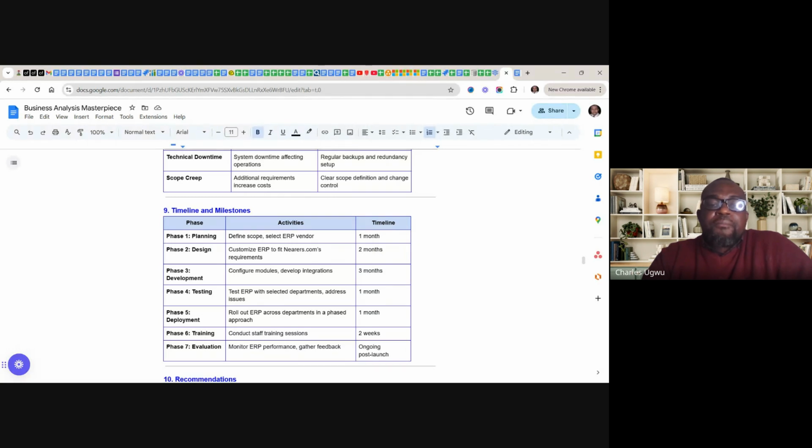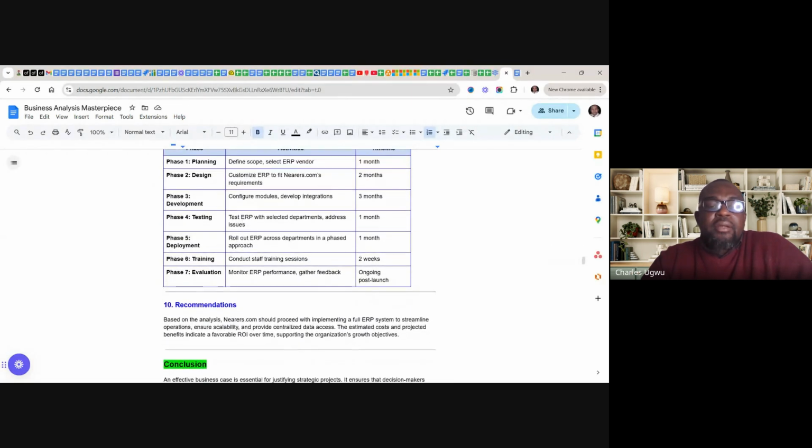Phase 4, testing: test ERP with selected departments and address the issues, 1 month. Phase 5, deployment: roll out ERP across departments in a phased approach, 1 month. Phase 6, training: conduct training sessions for the staff, 2 weeks. And phase 7, monitor ERP and gather feedback for ongoing post-launch. It is a continuous process.